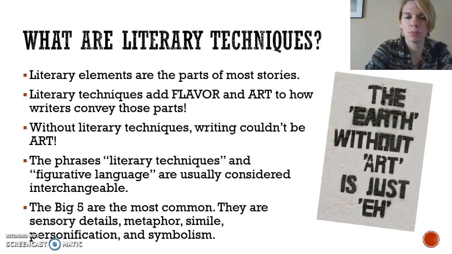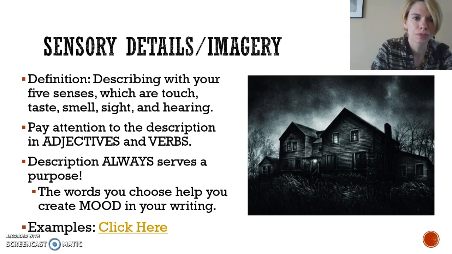There are many, many, many different types of literary techniques. Some of them, when I read those words, I still don't even know what they mean. But there are some that are way more common than others, some that are in most books that you read. And they are sensory details, metaphor, simile, personification, and symbolism. And we're going to call those the Big Five, because again, they pop up in just about everything that you read. So those are the five we're going to be covering in this presentation.